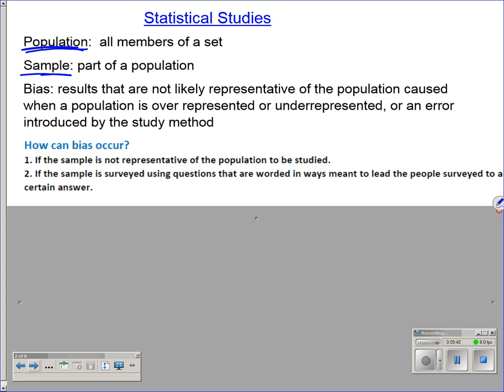It turns out to be extremely difficult to do, especially if we have a really big population. A lot of times we introduce bias into our sample. And the goal is to eliminate bias. Bias is the results that are not likely representative of the population, caused when there is an over-representation, an underrepresentation, or an error introduced in the study method.